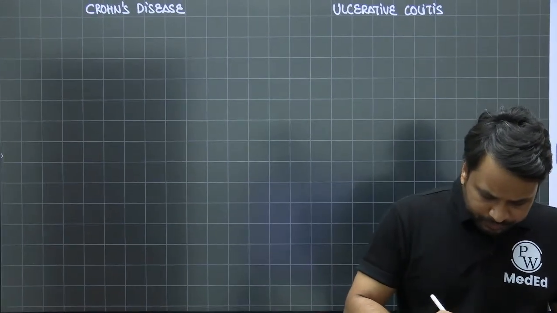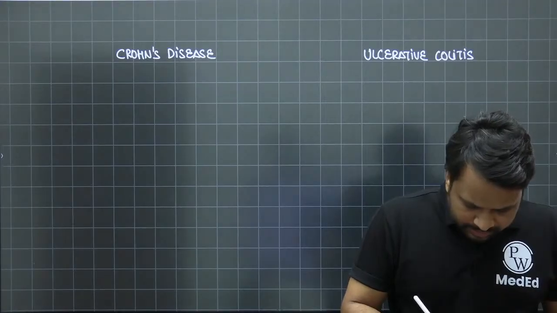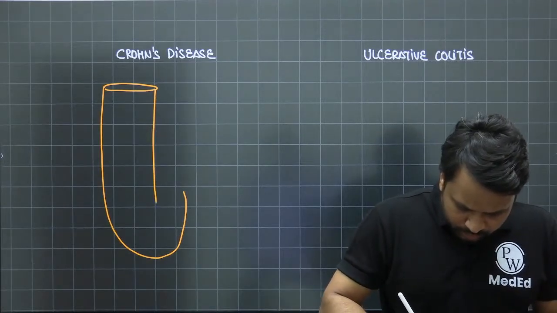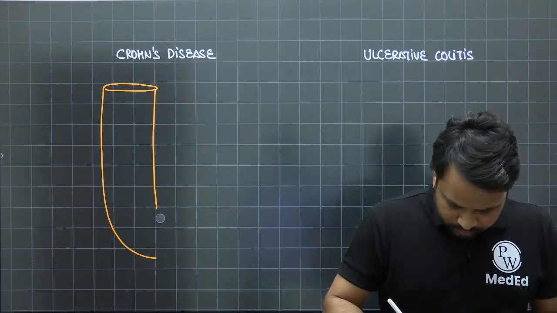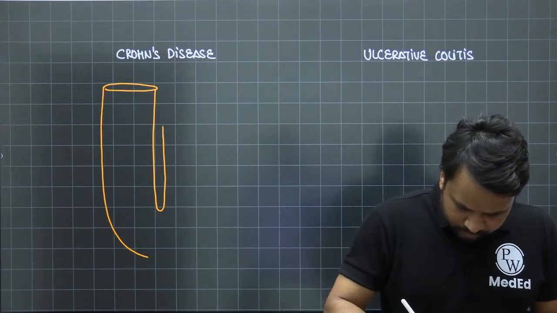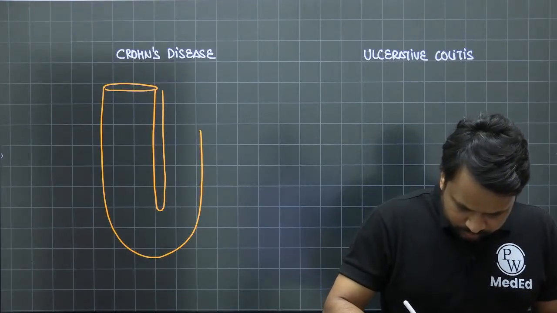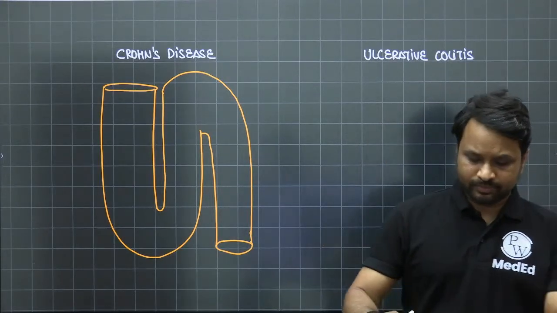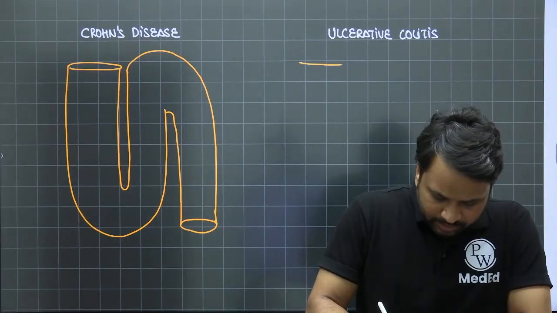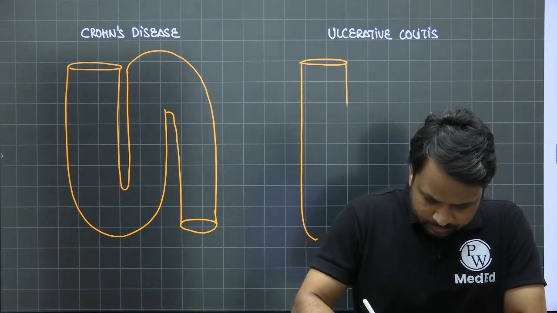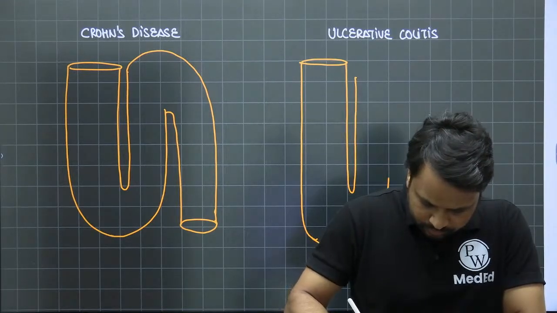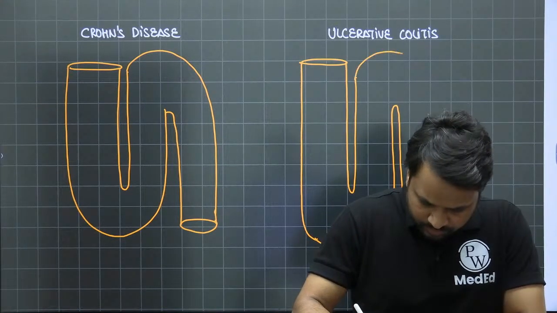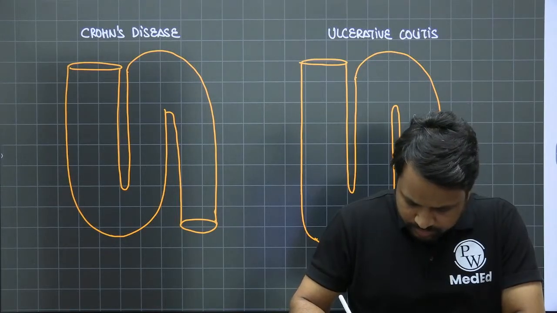So when you look at the bowel wall, let's say this is the lumen of the bowel. I'm going to show you that this is one lumen of the bowel that you're looking at. Same way for ulcerative colitis also, I can depict that this is another lumen of the bowel that is present across.